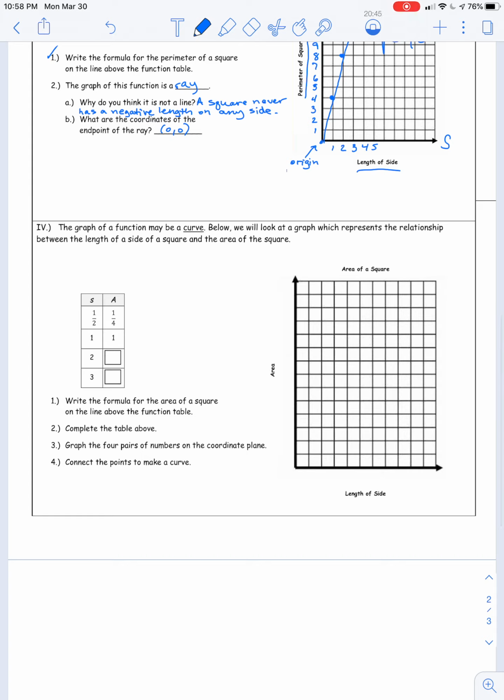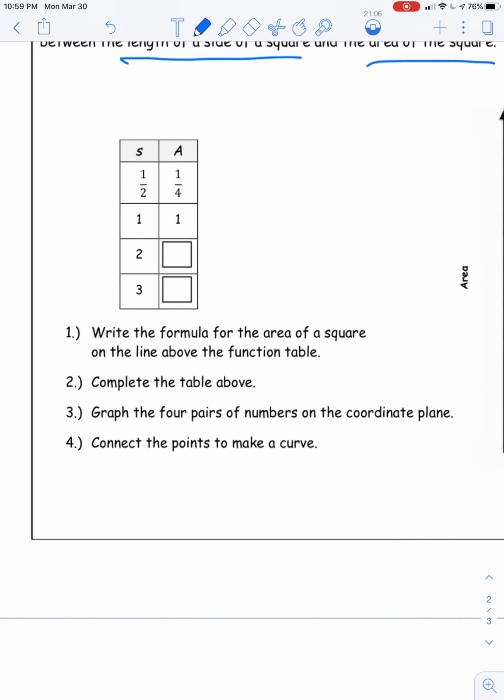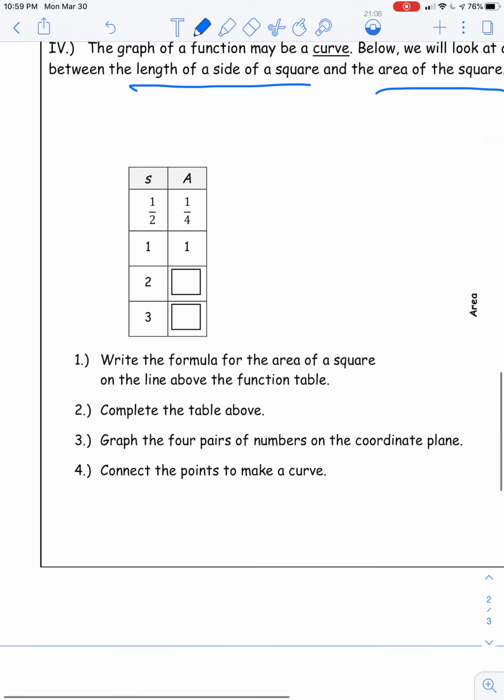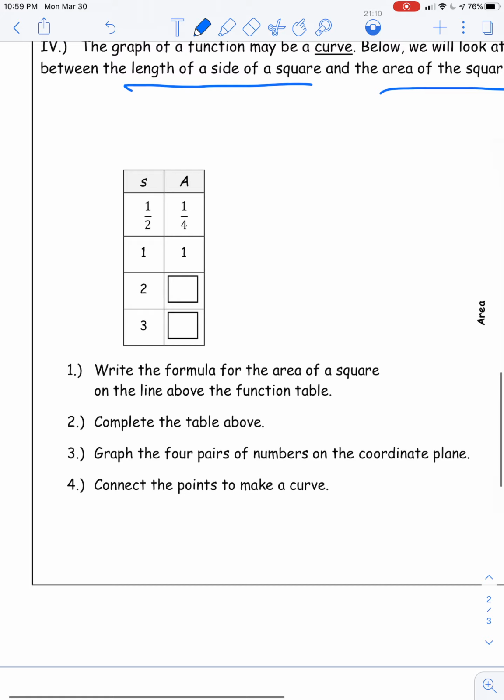Okay, so on Roman numeral number 4, this is going to be a slightly different and kind of interesting and fun graph that we're going to be doing here. So let's read it. Number 4, the graph of a function may be a curve. Below, we're going to look at a graph which represents the relationship between the length of a side of a square and the area of a square. So number 1 says, write the formula for the area of a square on the line above the function table. Of course, there's no line up there, so you can draw one. We want to put that information up there.